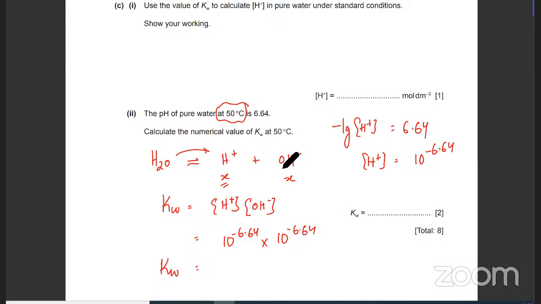Sir, 5.248 into 10 power minus 14. 5.248, yes, into 10 power minus 14. So just remember, a quick recap: the dissociation of water increases at higher temperatures. So you'll have more H+ and more OH- ions, but they're going to be produced in exactly the same quantity.